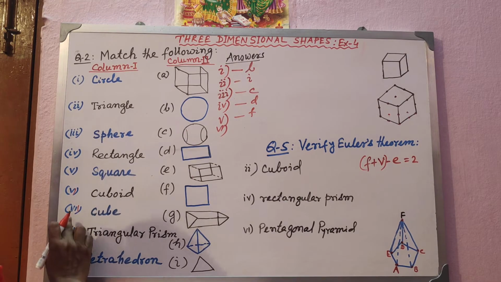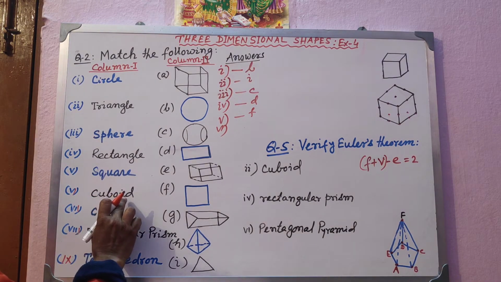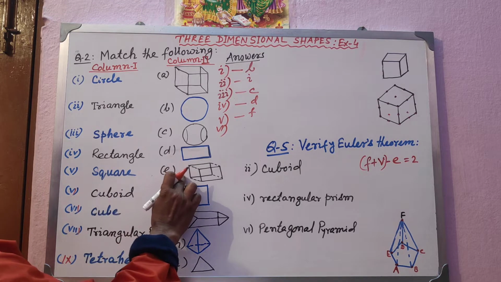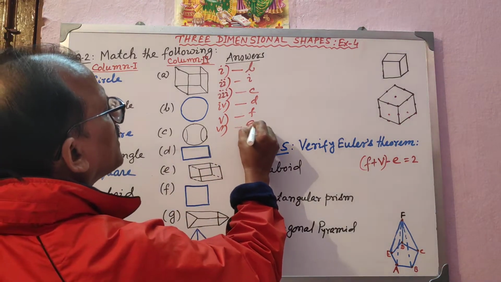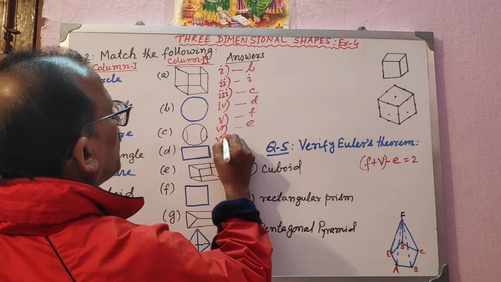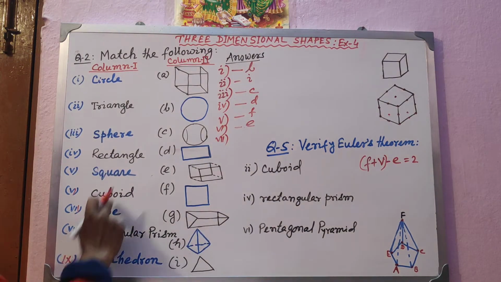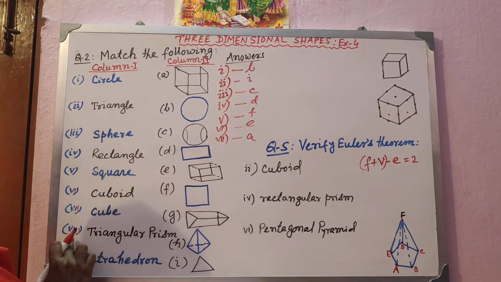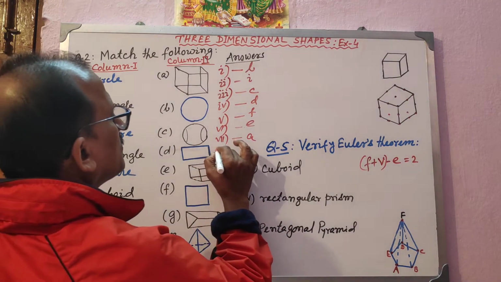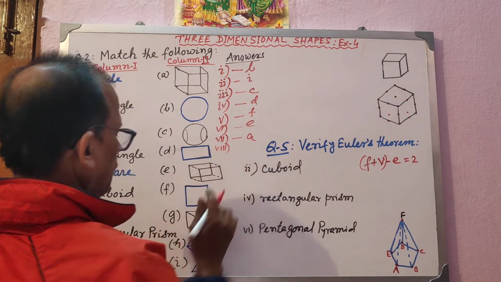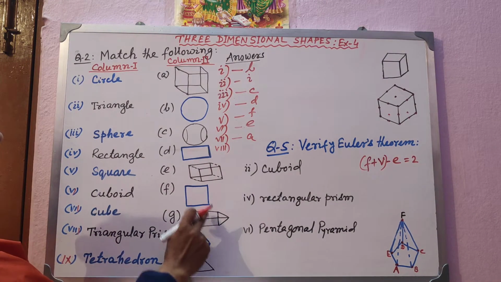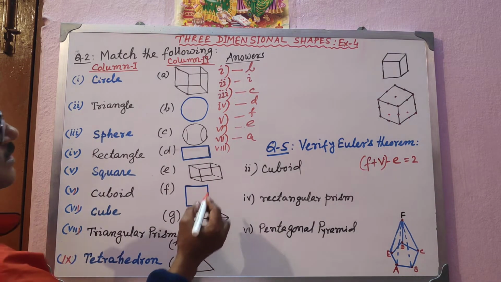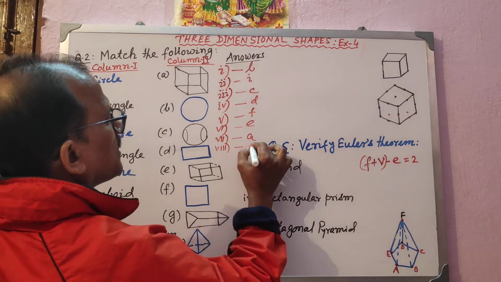So the sixth one will be matching. The sixth one is a cuboid, and a cuboid is definitely matching with E, isn't it? Now the seventh one is a cube, which will be matching with A, isn't it? Now the eighth one is a triangular prism. A triangular prism is this, whose side face is a rectangle, you can see. So it is matching with G.